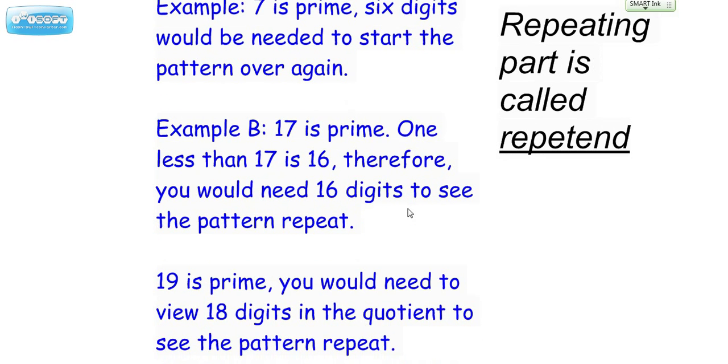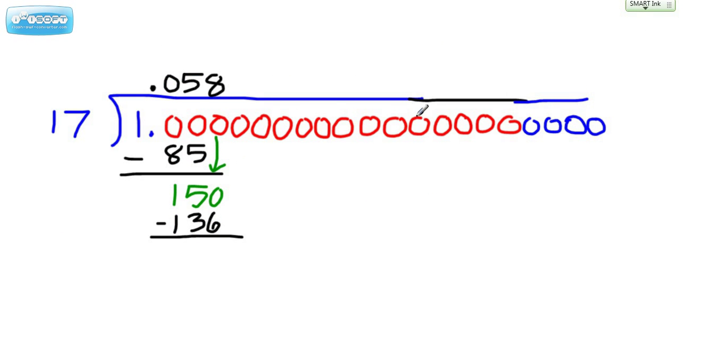All right, 19, let's talk about that. If we were going to do 1 divided by 19 and find how far out I would have to go with the zeros, that's a prime number. That means you'd have to go out 18 digits. So visualize 18 of these zeros. And then when you got to that 19th zero, you would start to see the pattern repeat.